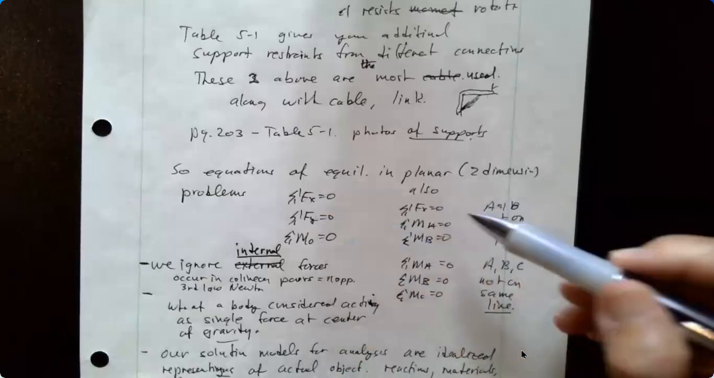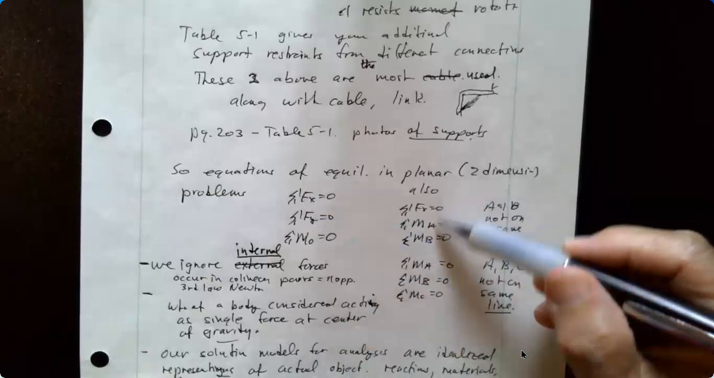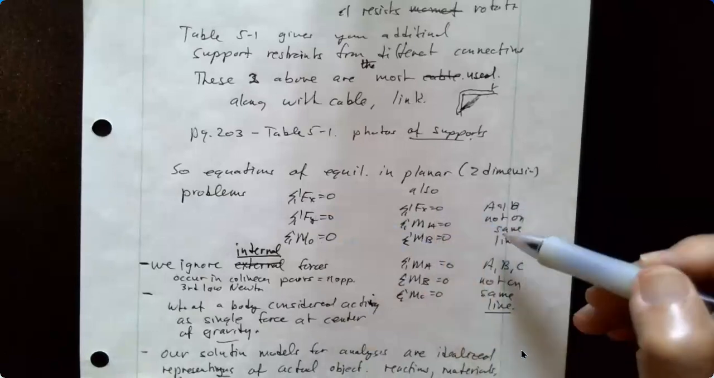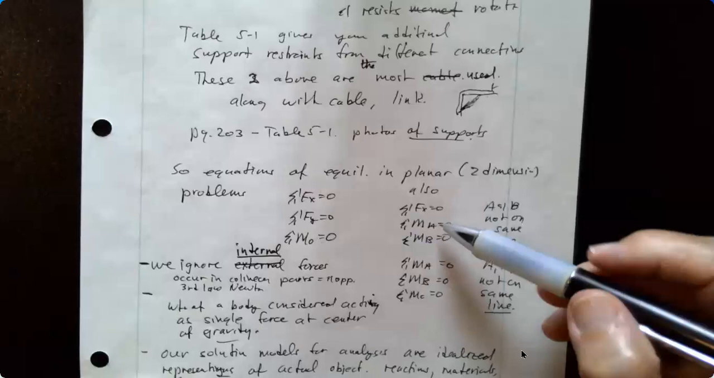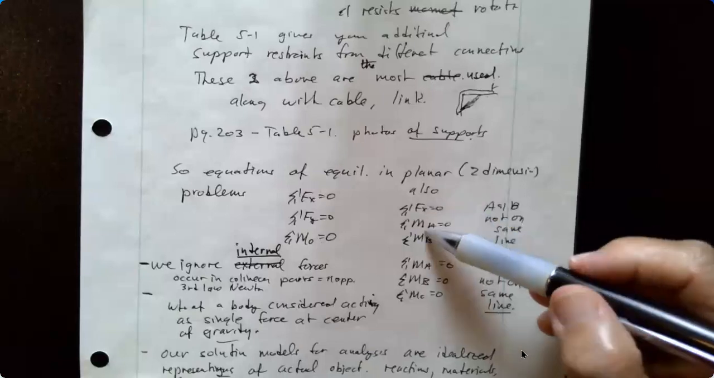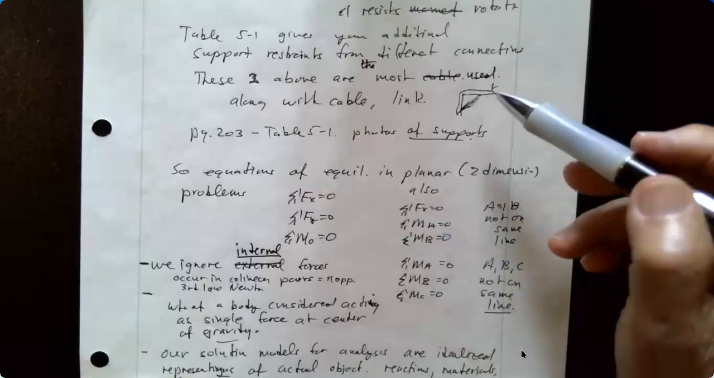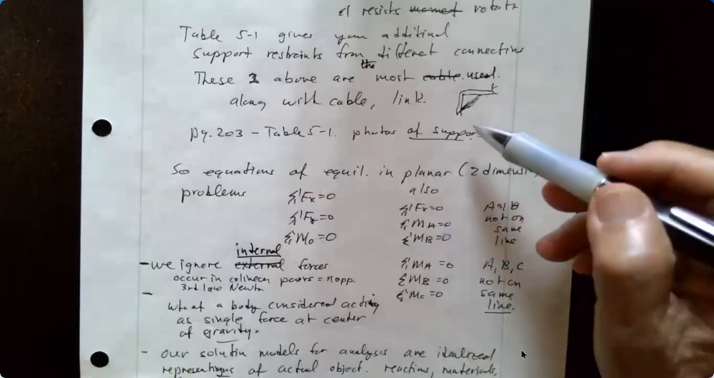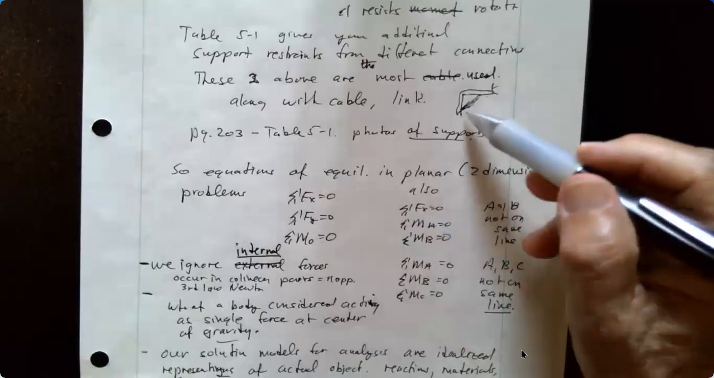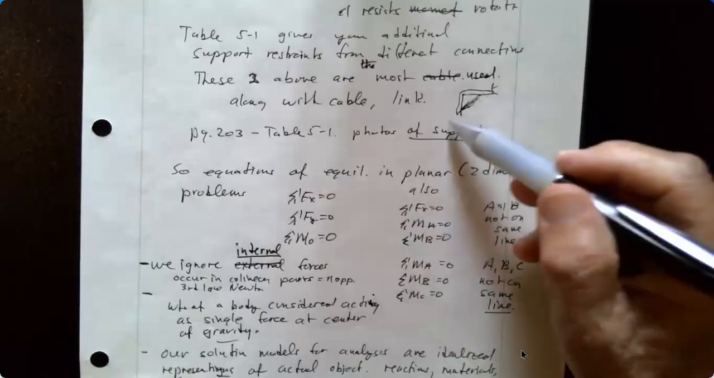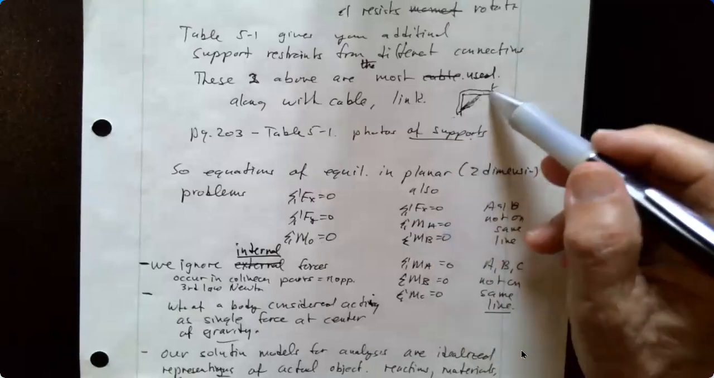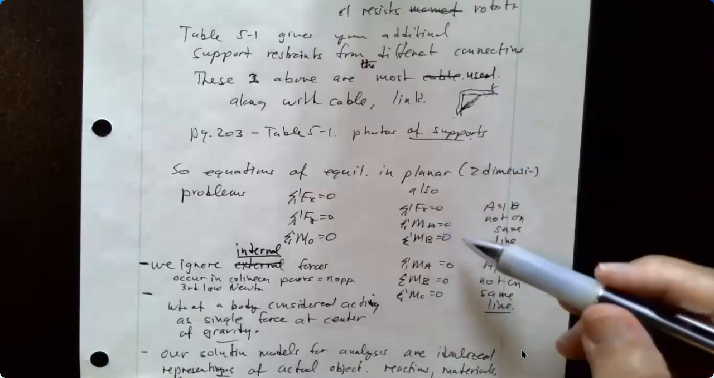If you do this, it's important that A and B are not on the same line. The only time you can do this is if A and B are not on the same line. So for instance, if we had something here, A and B are not on the same line. So that could be used in that case.